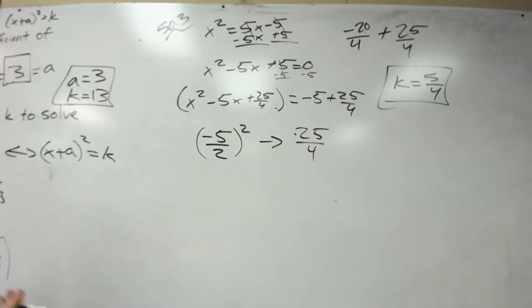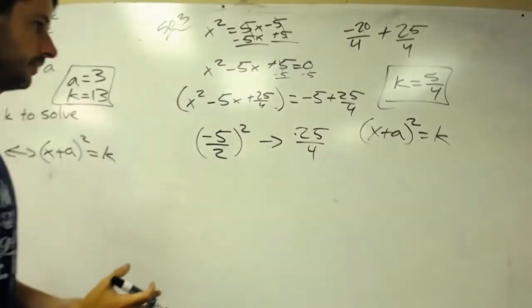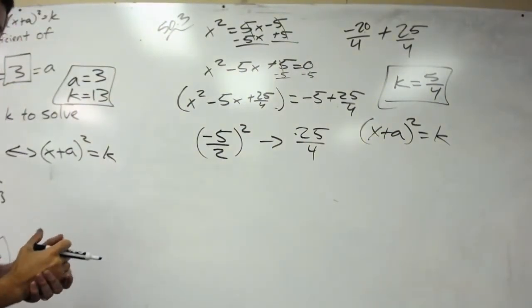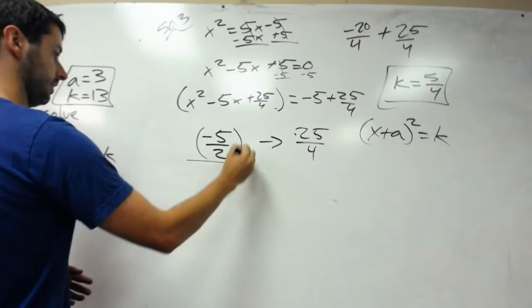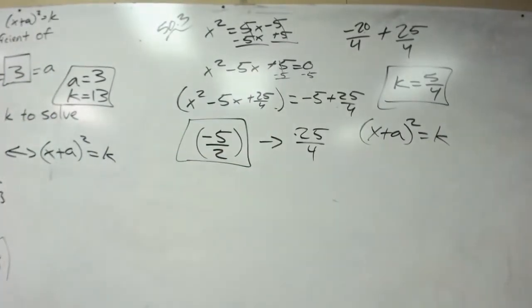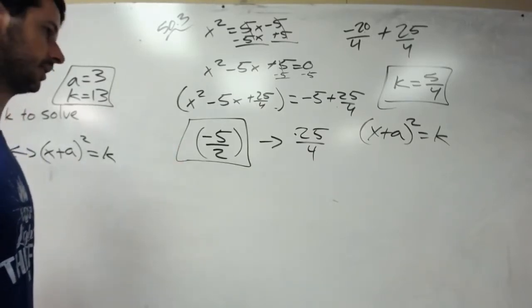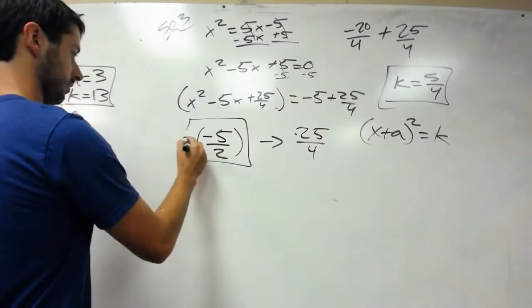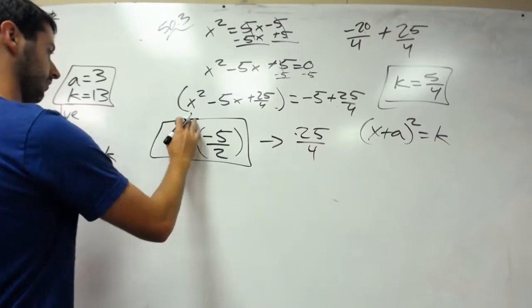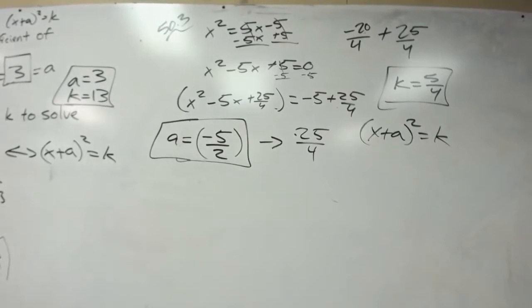And now we need to just find a in our form of x plus a squared equals k. We got k. Now we need to find a. Remember, all we did to find a was take the coefficient of x and divide it by 2. This right here is our coefficient of x, divided by 2. Not going to change it to a decimal or anything, just going to keep it like so. So then a equals negative 5 over 2.